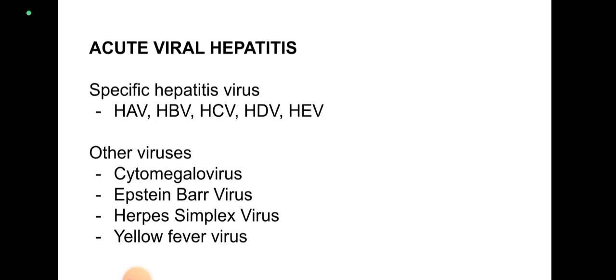Now, acute viral hepatitis. Acute viral hepatitis is a systemic viral infection characterized by predominant involvement of the liver. It is caused by one of the specific hepatitis viruses like hepatitis A virus, hepatitis B virus, hepatitis C virus, hepatitis D virus, and hepatitis E virus. Other viruses are cytomegalovirus, Epstein-Barr virus, herpes simplex virus, and yellow fever virus.